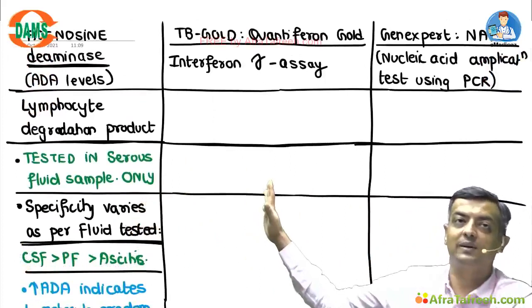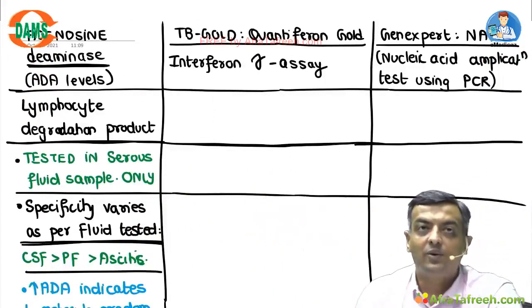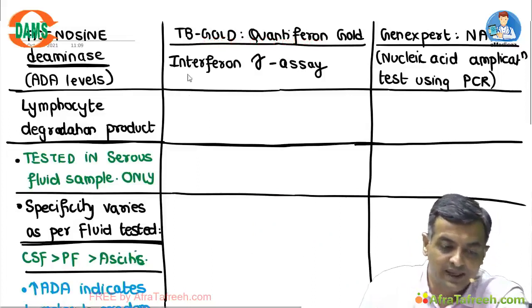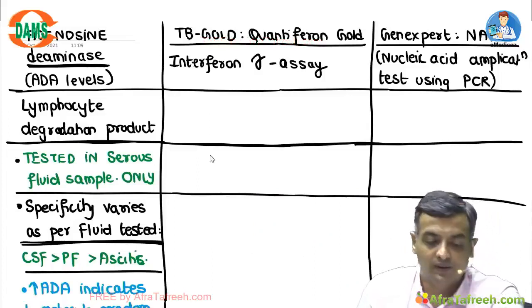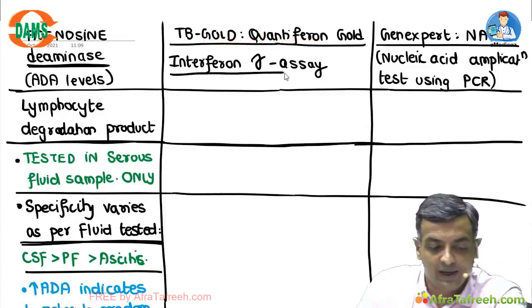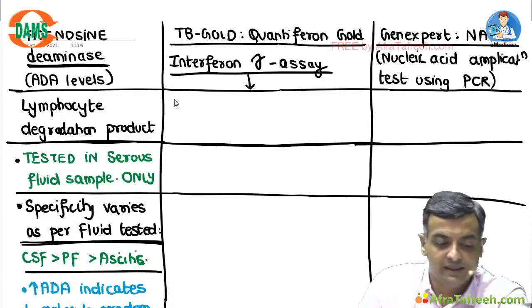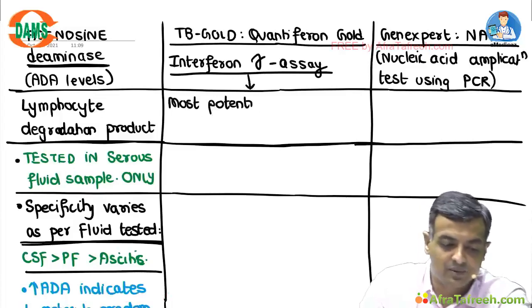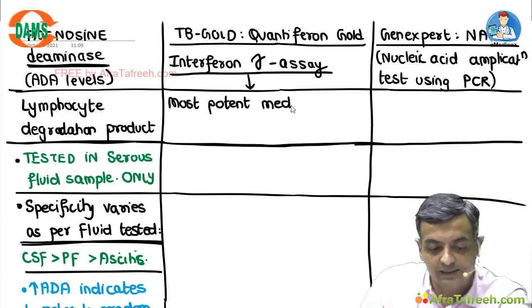Come to the second column. The TB gold test, the QuantiFERON Gold test, is the interferon assay. What is interferon gamma? Interferon gamma is the most potent mediator of T cell immunity.